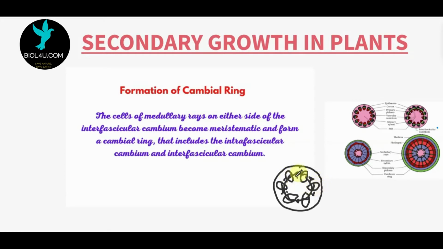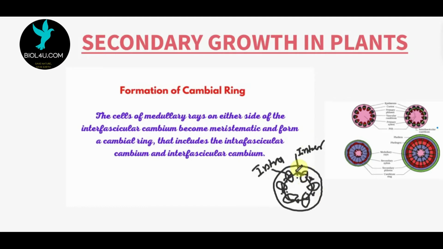Okay, so when the stem is growing, the parenchyma tissue present between the two vascular bundles dedifferentiates and becomes meristematic, and this meristematic tissue joins with the cambium present within the vascular bundle, the intrafascicular cambium. The new meristematic tissue formed between the vascular bundles is the interfascicular cambium. Inter means in between, and intra means within. These two cambia fuse with each other, forming a complete ring, and this complete ring is responsible for secondary growth.